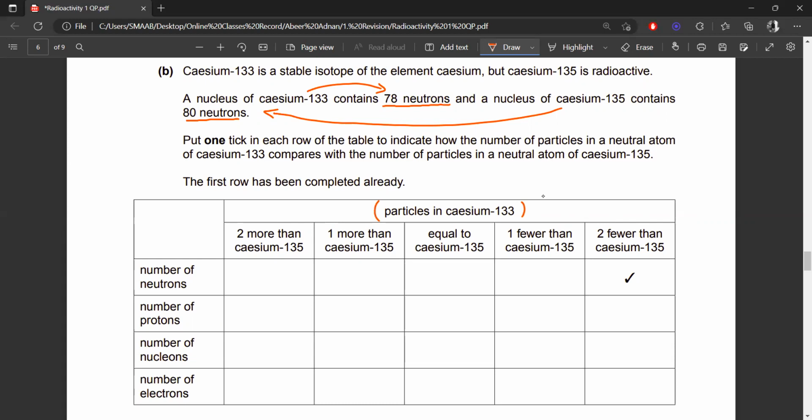Okay, protons and electrons, right? Yes. So they are equal. And for the number of nucleons, they have a difference of 2. Yes, because initially we have a neutron difference of 2, so that's why the number of nucleons is 2 fewer than calcium 135, right? Yes. Okay.